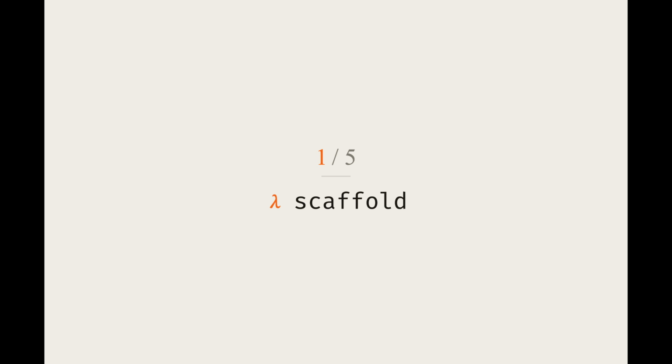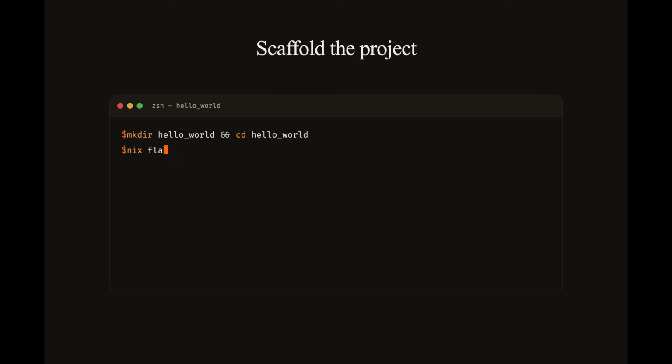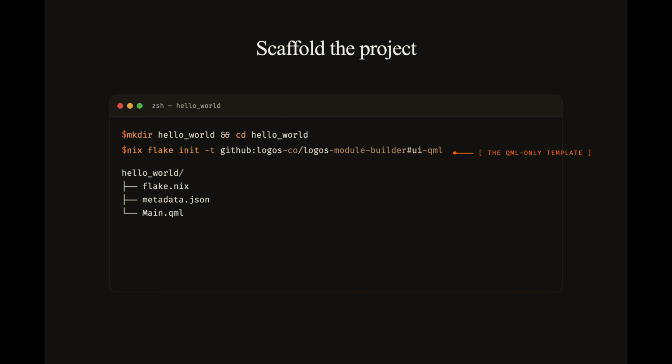So let's get started with step 1, scaffolding the project. To do this, run the following command in your terminal, and you should have the QML-only templates set up with the following file structure. This command sets up all the 3 files that we discussed before.